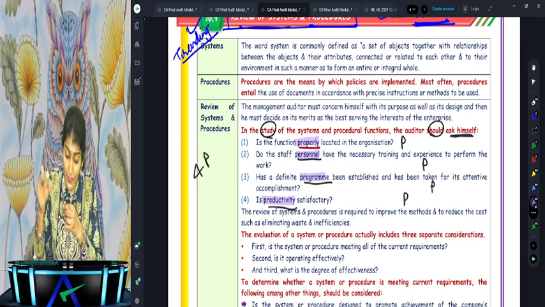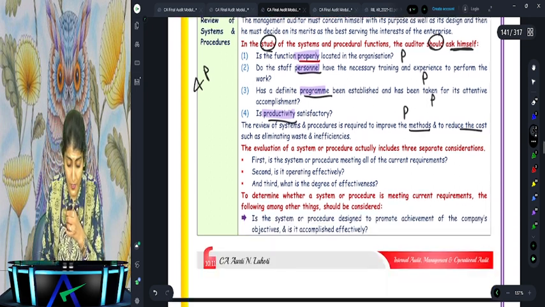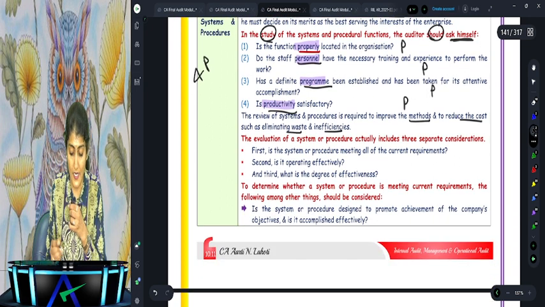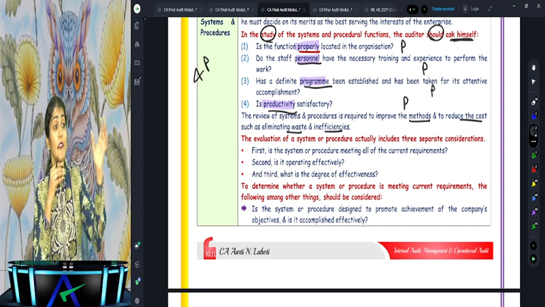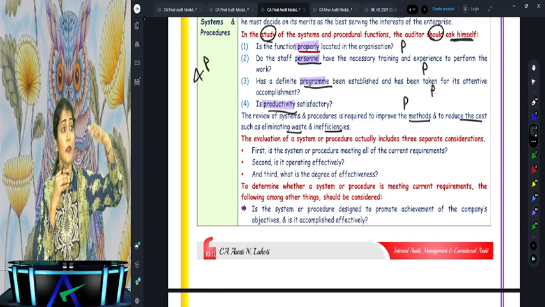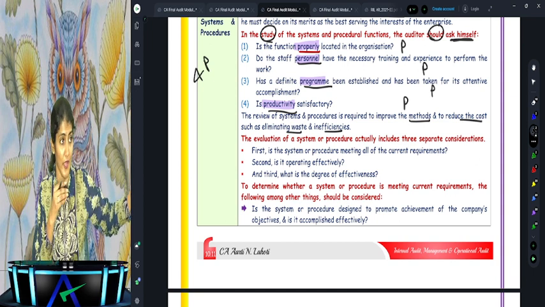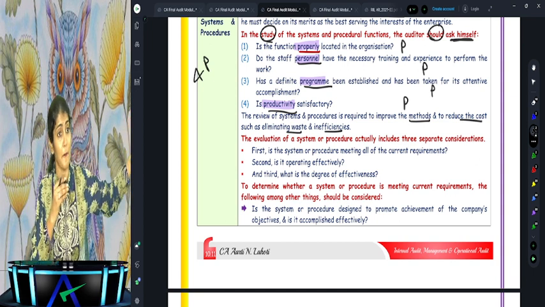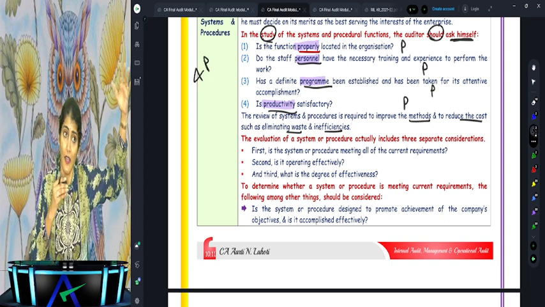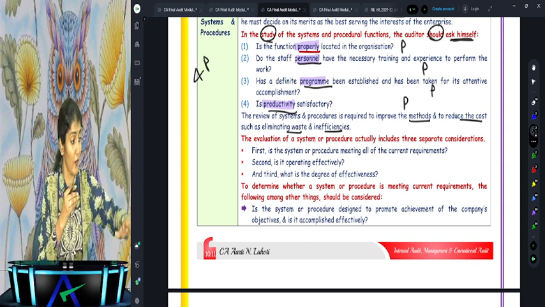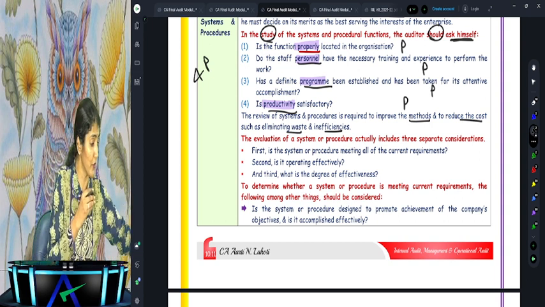Okay. Then the review of systems and procedures is required to improve the methods and to reduce the cost, such as eliminating waste and inefficiencies. You see these Amazon fellows, when they are coming to a big complex, a society where there are like 800 flats or 1000 flats, sometimes they come in a tempo only. And all the deliveries they get in a big tempo or a big vehicle. Or then what they do, they sit in the compound of the building, and over there they sit down and do the sorting.